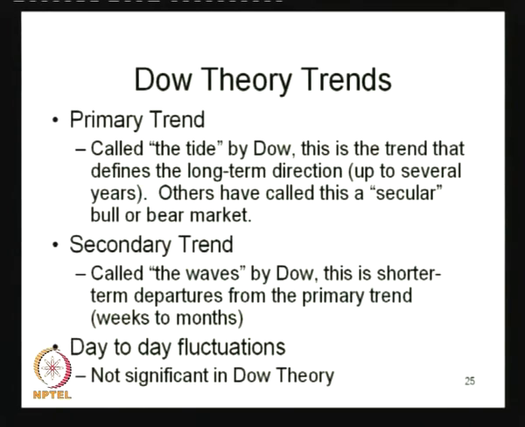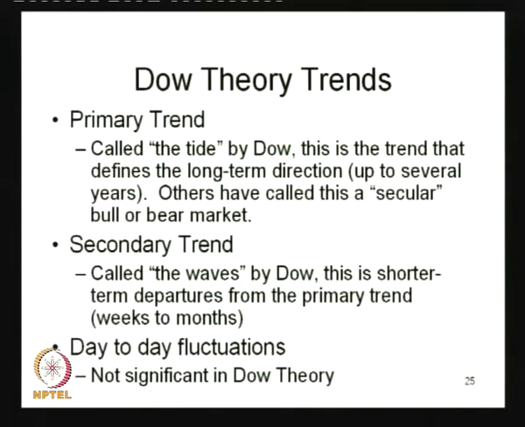By Dow, this is the trend that defines the long term direction up to several years, and others have called this a secular bull or bear market. And the secondary trend will prevail, which Dow called the waves. This is a shorter term departure from the primary trend. It is basically the corrections happening in the market, which vary from weeks to months, and day to day fluctuations are not reflected in the Dow theory.